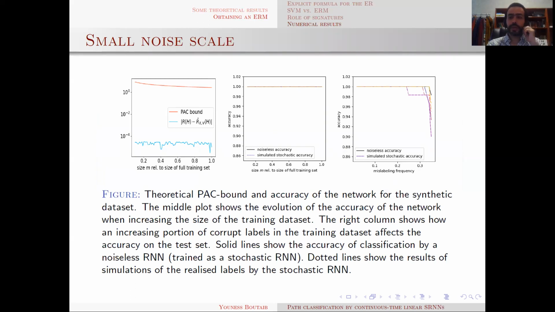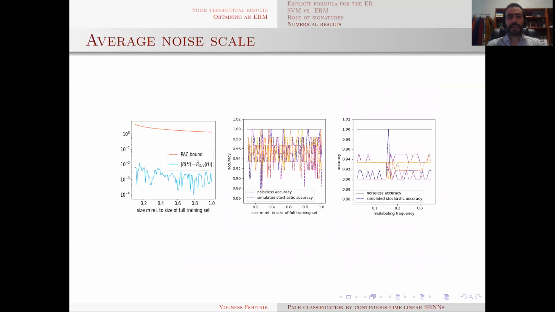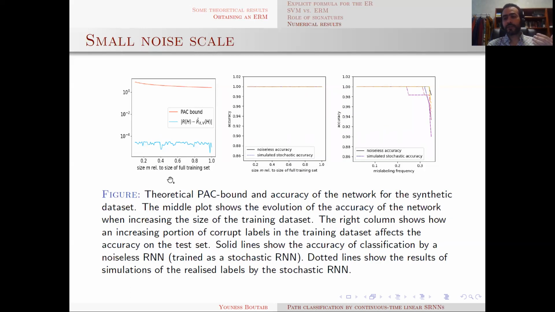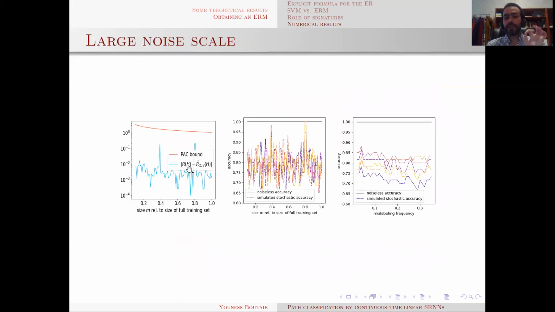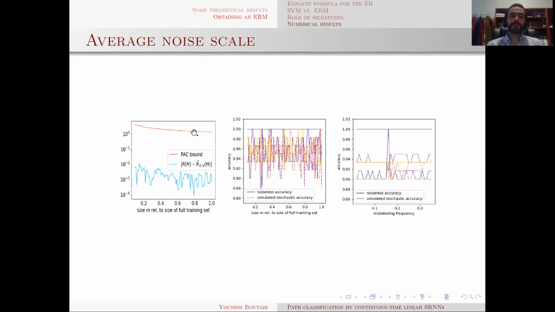Finally, I want to end with the result of some numerical experiments using different noise scales. What we do first is that we check the validity of our theoretical argument that tells us that the difference between the risk and the empirical risk that we draw here in blue is bounded by something that decays like 1 over square root of m, which is here in red. We know in general that this kind of bounds is very conservative. However, we notice that when we increase the noise, this bound is put more and more to the test.